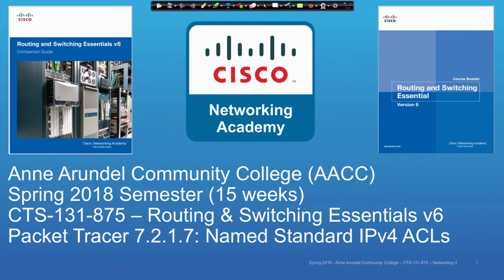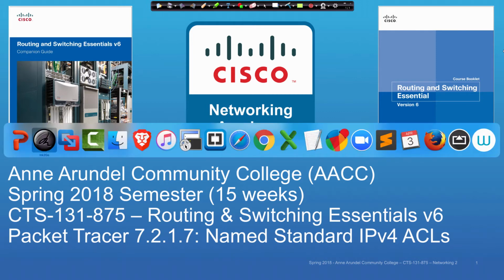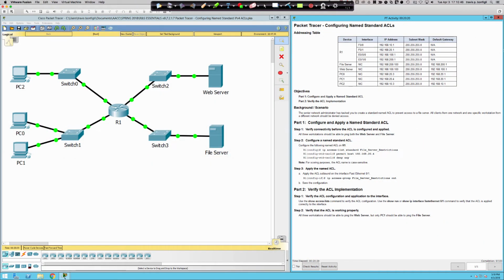This afternoon's Packet Tracer tutorial and solution set is going to be on Packet Tracer Activity 7.2.1.7, where we're now going to be taking a look at named standard IPv4 ACLs. So in Activity 7.2.1.6, we looked at numbered standard IPv4 ACLs. Now we're going to look at how we would create ACLs that have names in order to provide us a little more flexibility and ultimately more clarity when we're looking at the ACL.